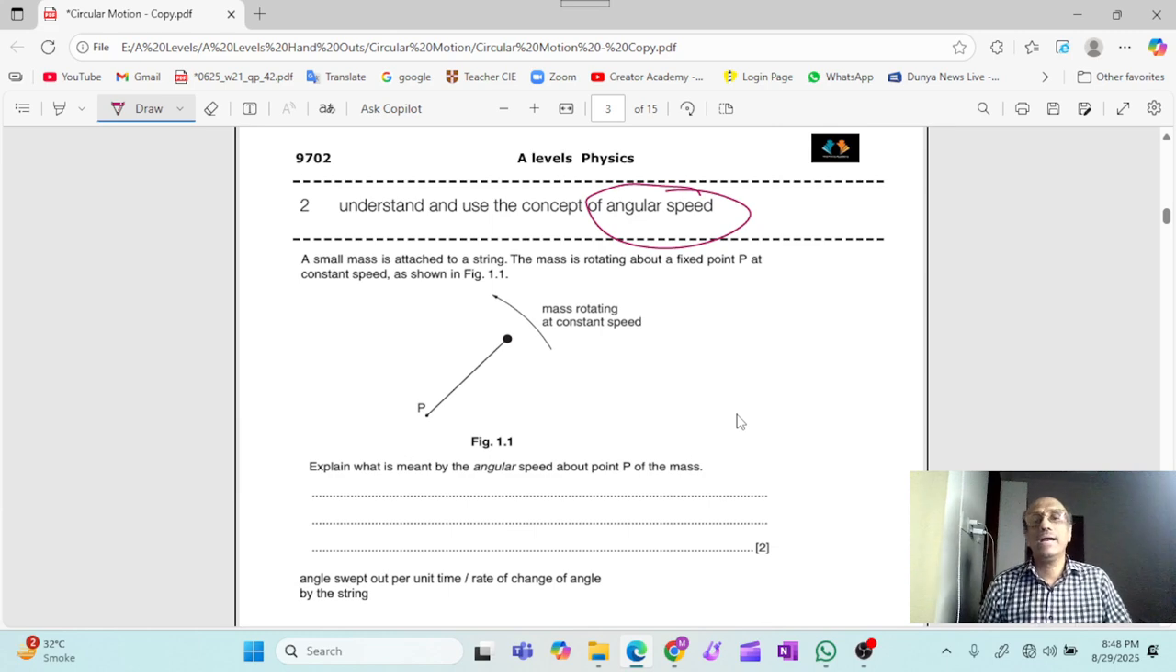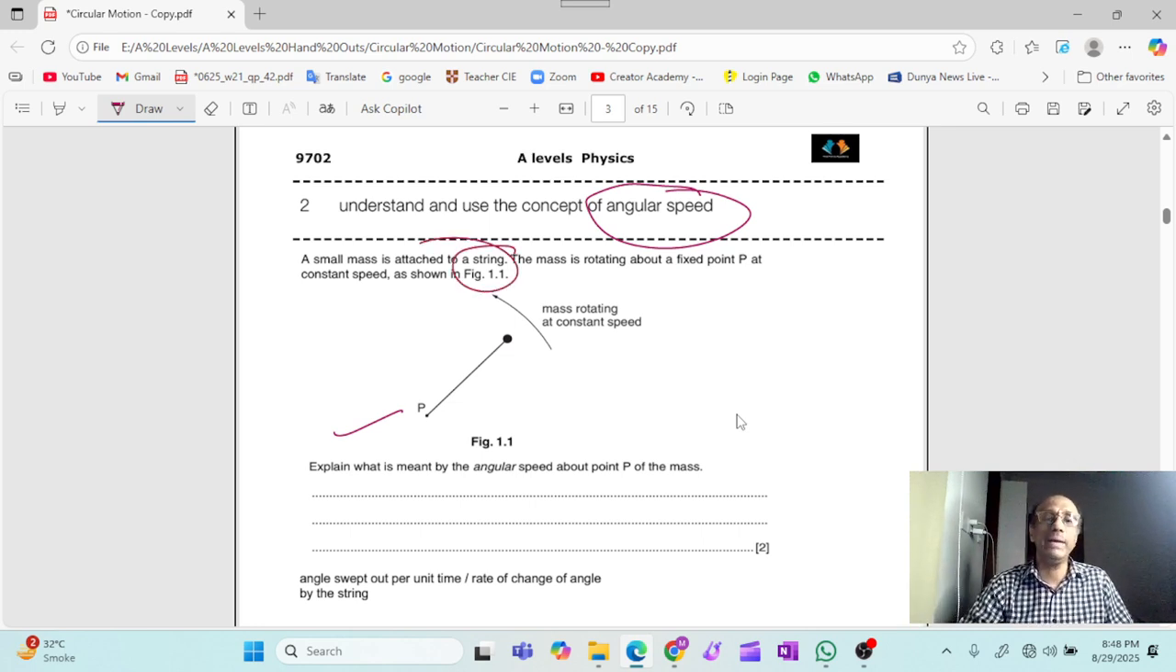Now look, angular speed is the rate of change of angle. Angular velocity is the rate of change of angular displacement, because delta theta is the change of the angle, which will be called the angular displacement. So now we will talk about angular speed: what is meant by the angular speed about point P of the mass, because this mass is attached to a string.